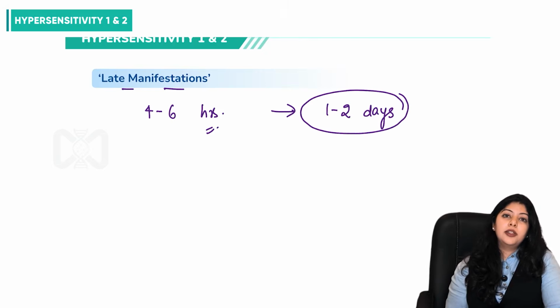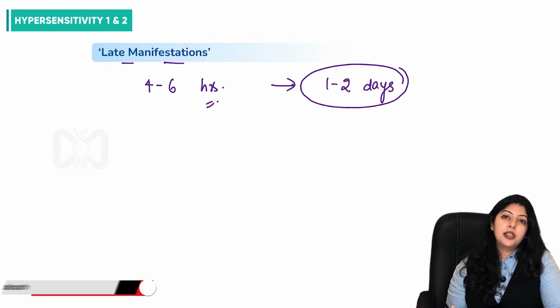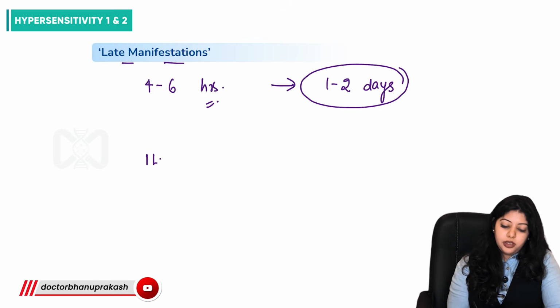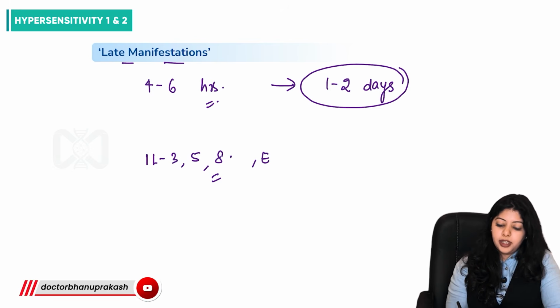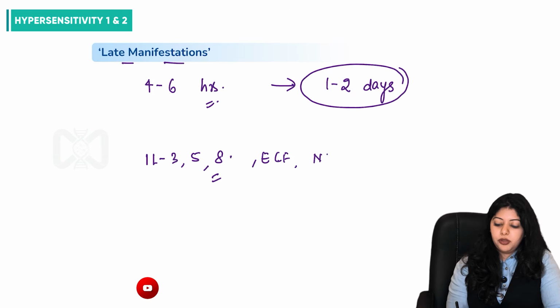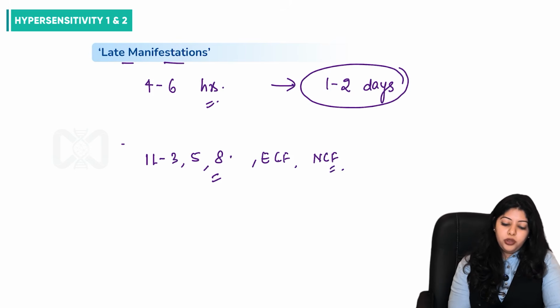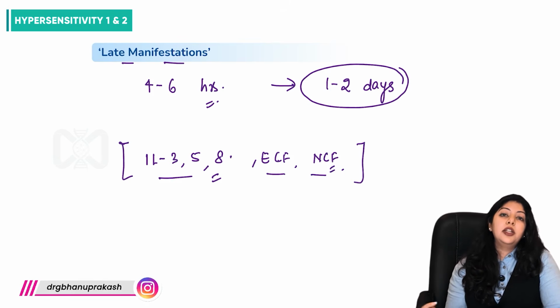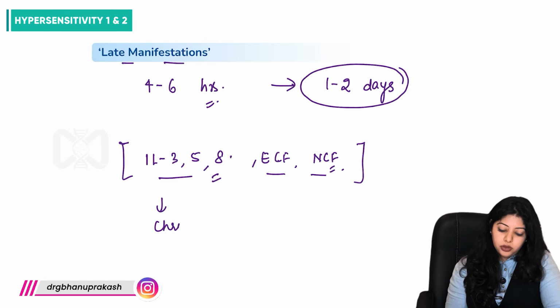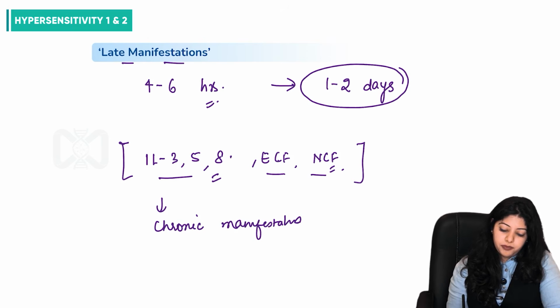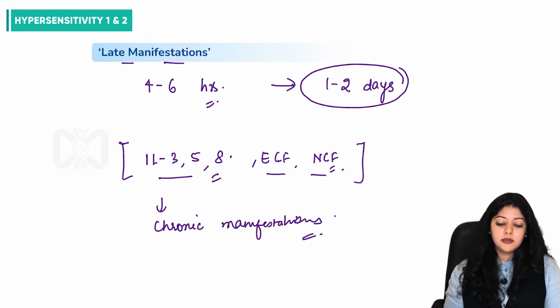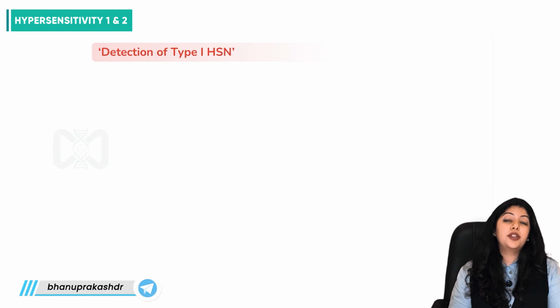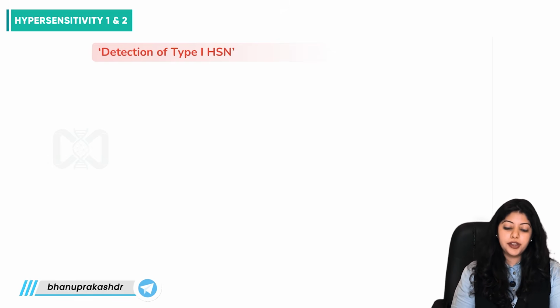So what are the mediators involved in late manifestations? These can be interleukin 3, 5, 8, eosinophilic chemotactic factors, neutrophilic chemotactic factors, right? All of these come into play, and they certainly lead to chronic states, chronic manifestations, right? Now let us look at certain tests which can help detect type 1 hypersensitivity reactions.